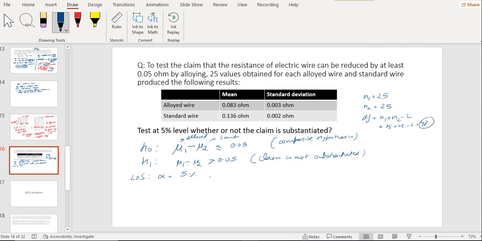So what can we do? We simply compare its value with the normal distribution at 5% level of significance, and its value is 1.645 in case of a right one-tail test, right? Okay, so now what is the test statistic?